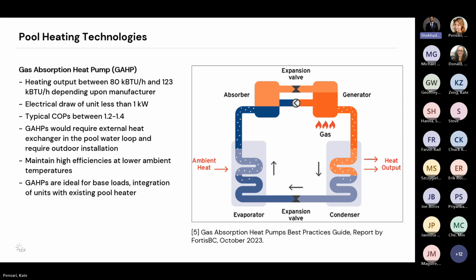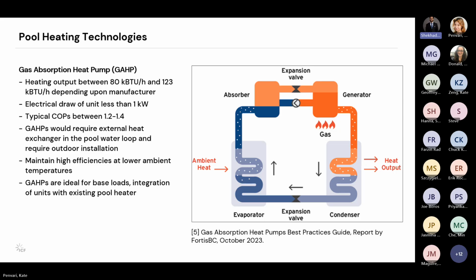The technology focuses on extracting heat from outdoor air or ambient air, and the mixture of ammonia and water takes that heat and transfers it to pool water via an external heat exchanger. So the pool water is not directly added to the loop. It is heated via that external heat exchanger loop. So any properties or efficiency of that heat exchanger also play a crucial role as far as overall system design and efficiencies are considered.